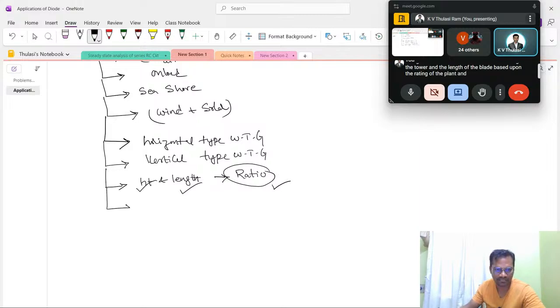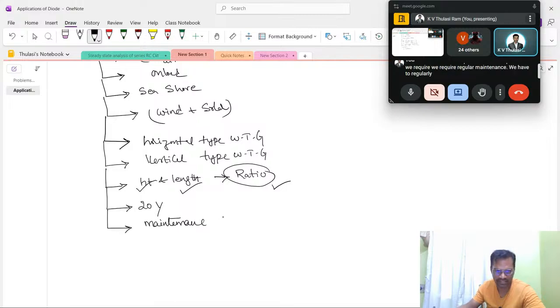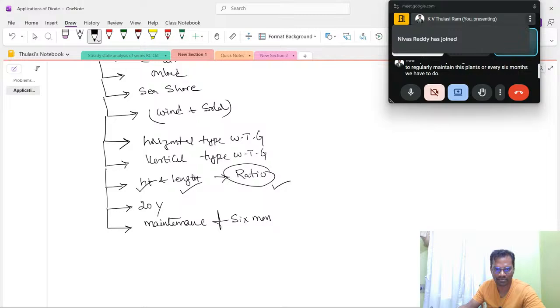And the life we are going to get from this wind plant is 20 years. And one more problem with these plants is that we require regular maintenance. We have to regularly maintain these plants. Every 6 months we have to do the service. This is a main drawback of this plant.